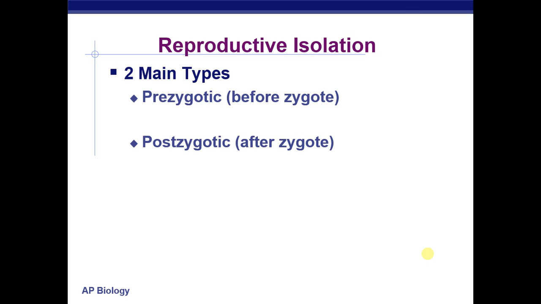Within reproductive isolation, there are two main types of mechanisms of how that reproductive isolation can occur. Prezygotic isolation is something that is preventing two groups of organisms from even breeding together, conception from even happening. And then postzygotic, after the zygote, are factors of isolation that prevent the zygote from developing into fertile offspring capable of interbreeding. And so for the rest of the time, we're going to look at those two.